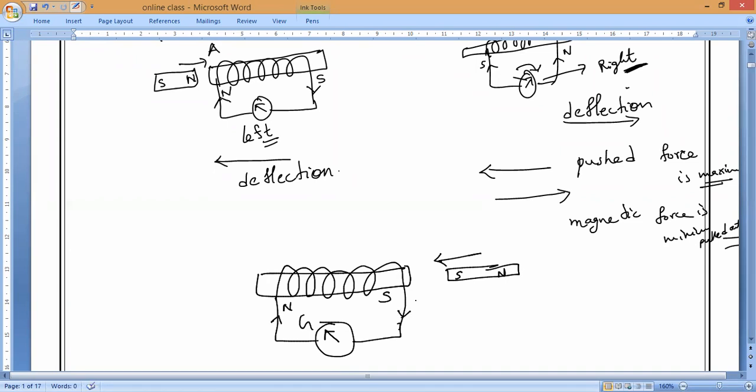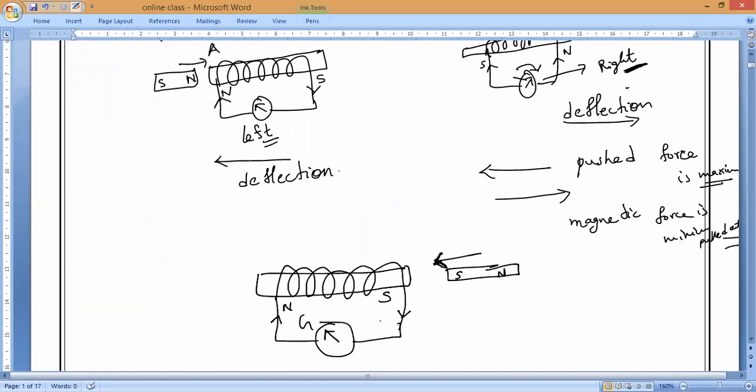Clockwise direction. You check it, everybody. Yesterday we studied the same thing. If the North Pole is going inside, please respond. Can you say how to find the direction of current? Yesterday I told you fully, it is the same thing only.